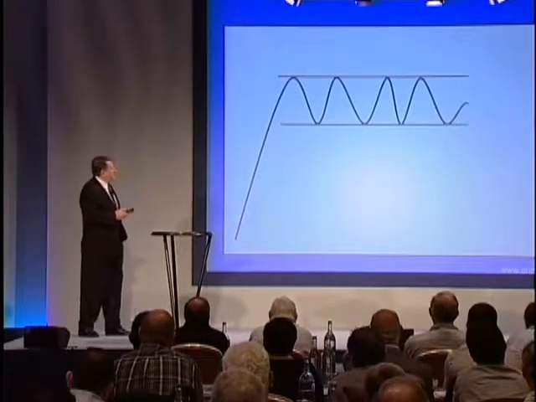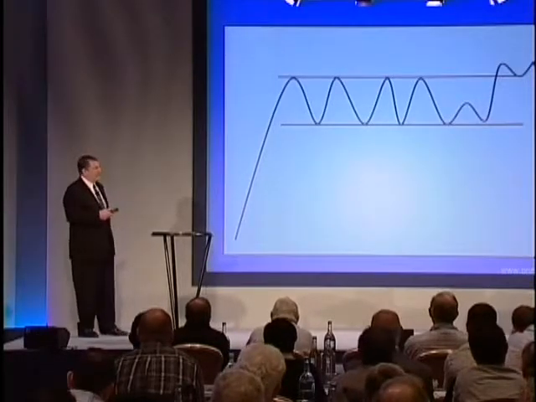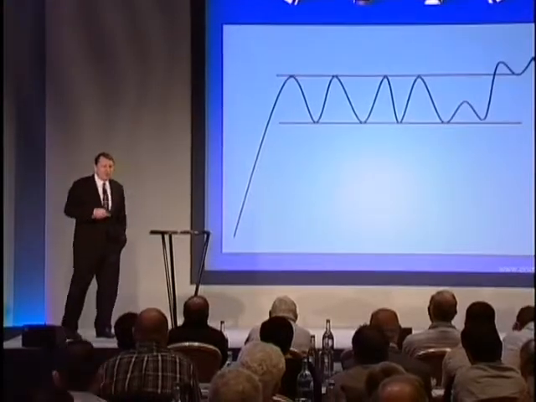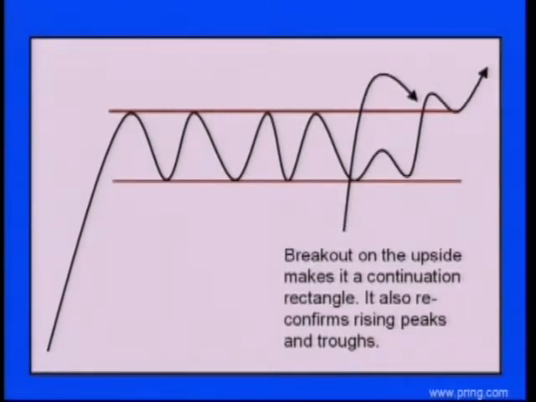Here's another rectangle, and this time the price breaks to the upside. So just as trend line violations can be followed by reversals or consolidations, so price patterns can be of the reversal type or they can be of the consolidation type. So the breakout on the upside makes it a continuation rectangle. And it also confirms the series of rising peaks and troughs.